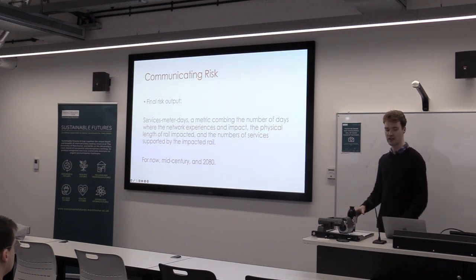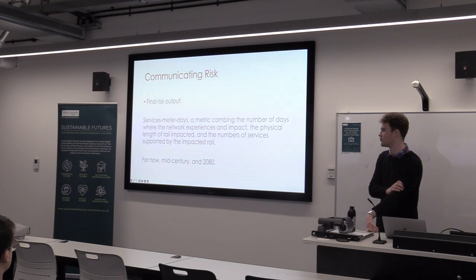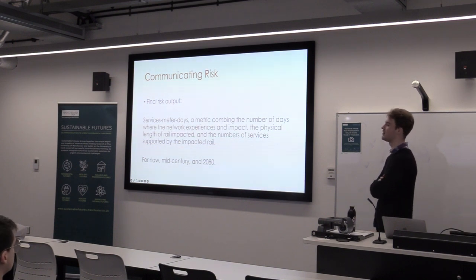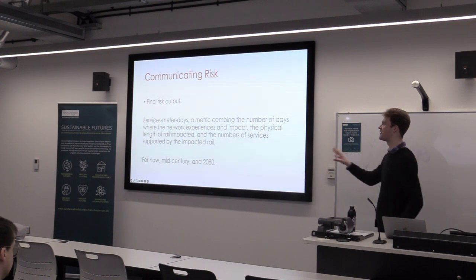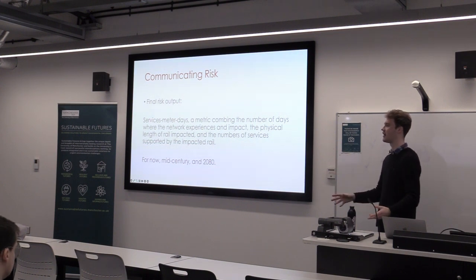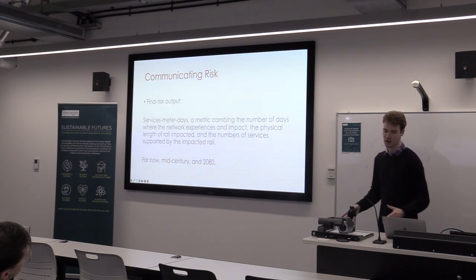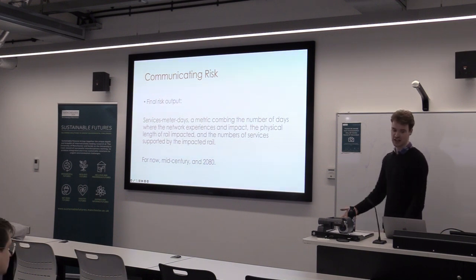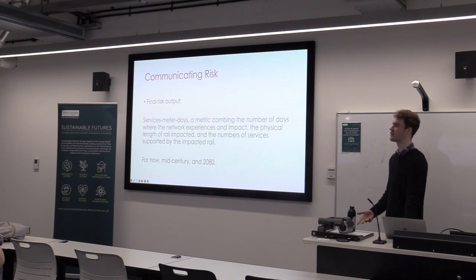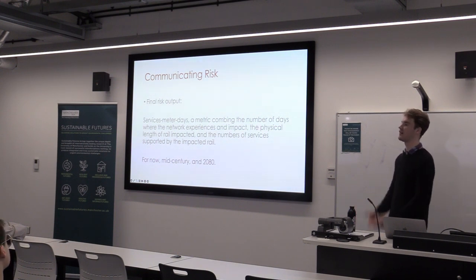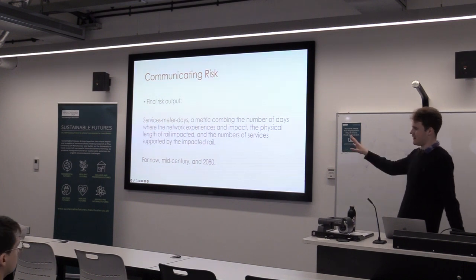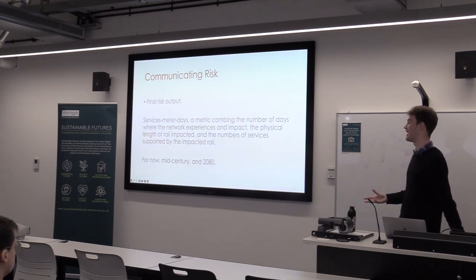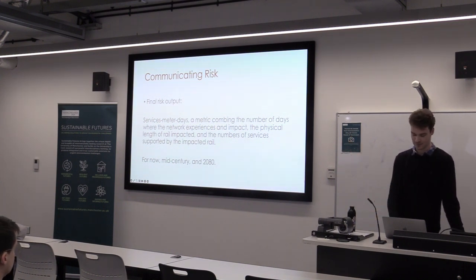This is based loosely off a metric used by National Highways, which also has the meters and the days field, but instead of services, it looks at the number of lanes closed on the highway. This is the closest metric I found that is broadly applicable to my research. Traditionally, with rail you look at risk metrics in terms of delayed trains and cancelled services, which is harder to do when you're talking about the future, which hasn't actually happened yet.